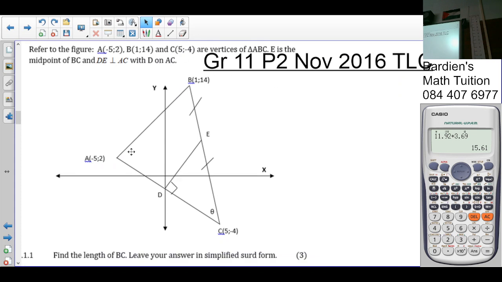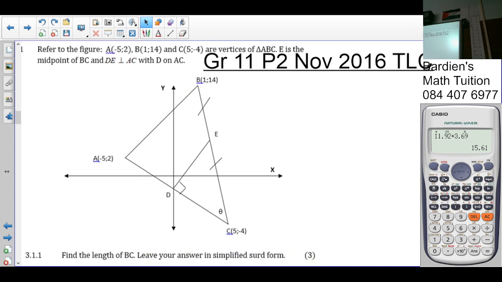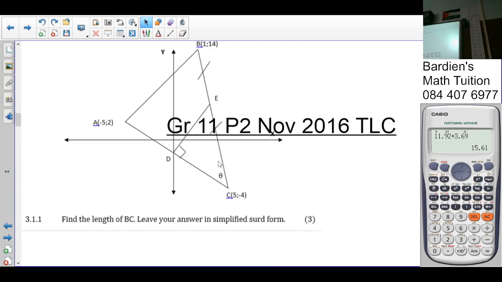Okay. Refer to the figure. We are told that A, which is (-5; 2), B, which is (1; 14), and C, which is (5; -4), are the vertices of triangle ABC, and E is the midpoint. Then we are told that ED is perpendicular to AC, with D on AC. Okay.